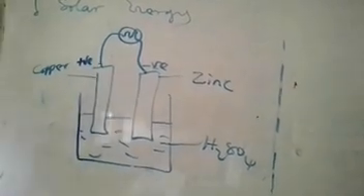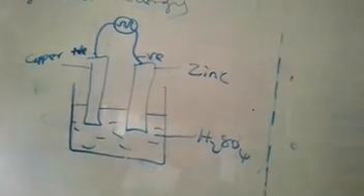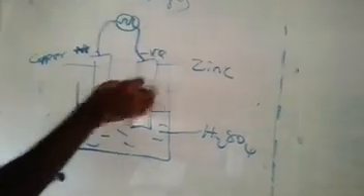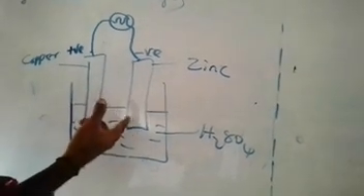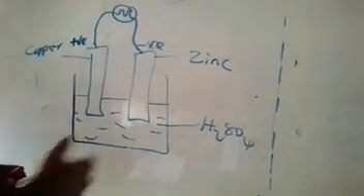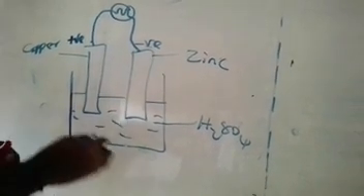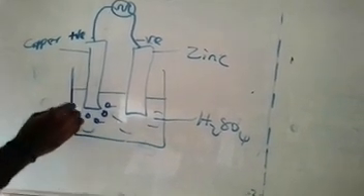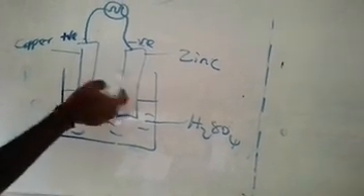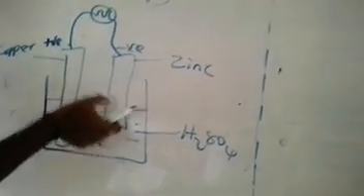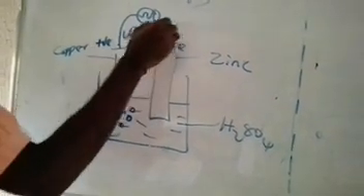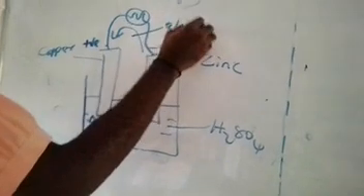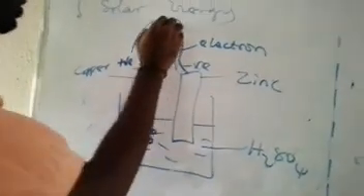Now, when it is connected, what happens is that immediately you connect the two electrodes using a load, the zinc electrode will react with the sulfuric acid to release hydrogen bubbles. And when that happens, the zinc will now be able to produce electrons that will now flow from zinc to the copper electrode. And as electrons are flowing from zinc to the copper electrode, it will now ignite current to flow in the opposite or reverse direction.